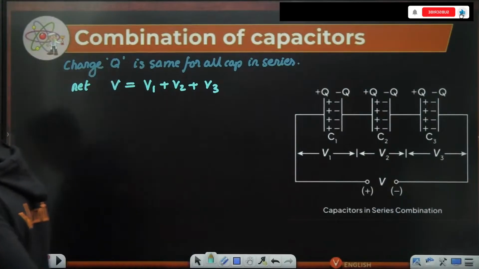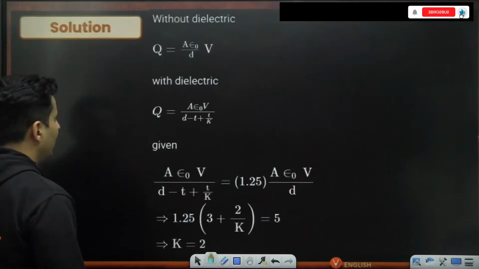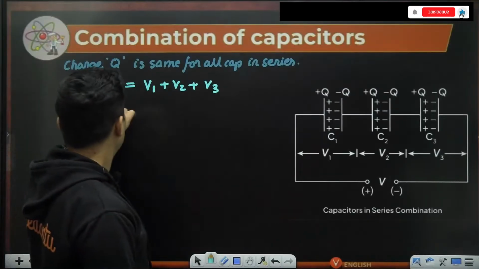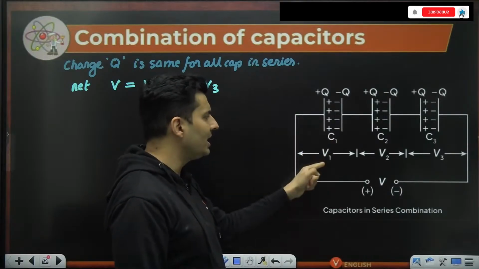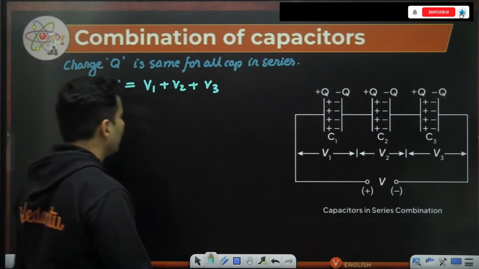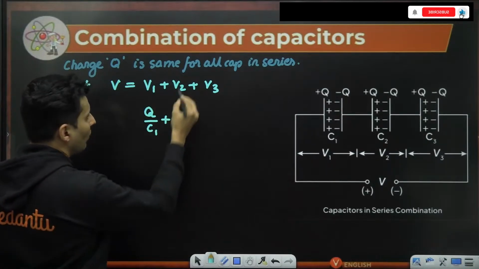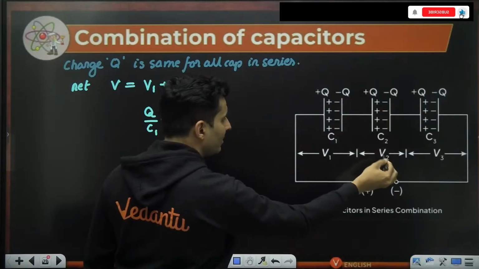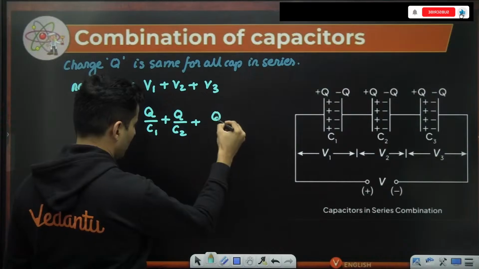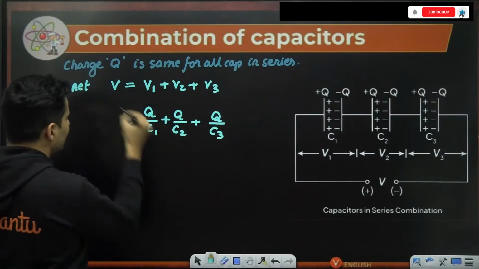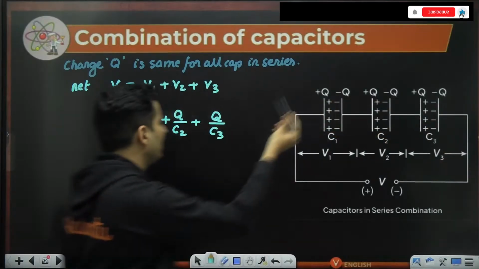All right. So now, coming back to our series combination, what is V1 and Q and C1's relation? Q is CV, so V is Q by C. So technically V1 is nothing but Q by C1. Similarly, what is V2? Q is CV, so V is Q by C. So this is again Q by C2. This is Q by C3. What is this total voltage? The total voltage will be the total charge, which is anyways going to be Q only.